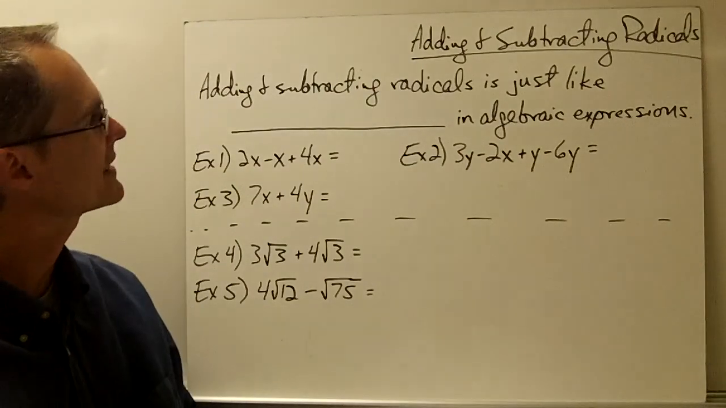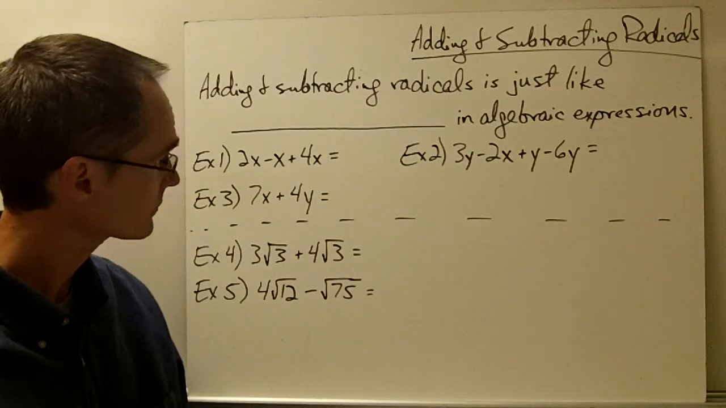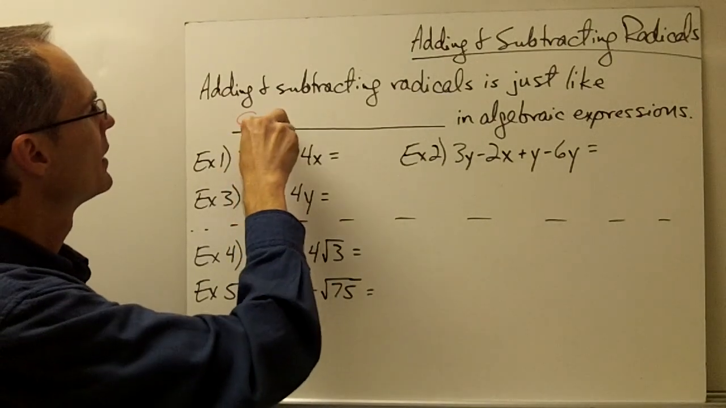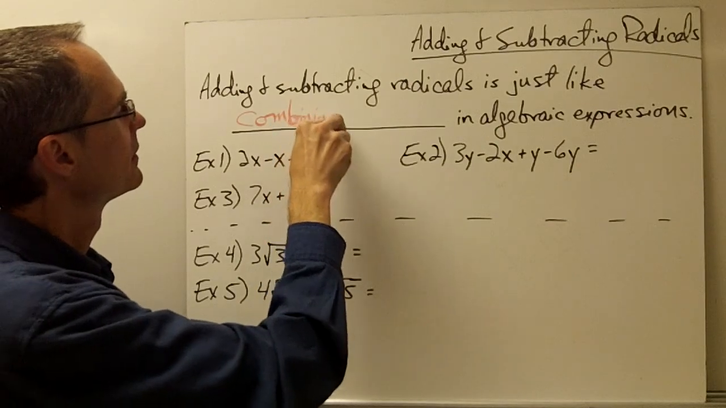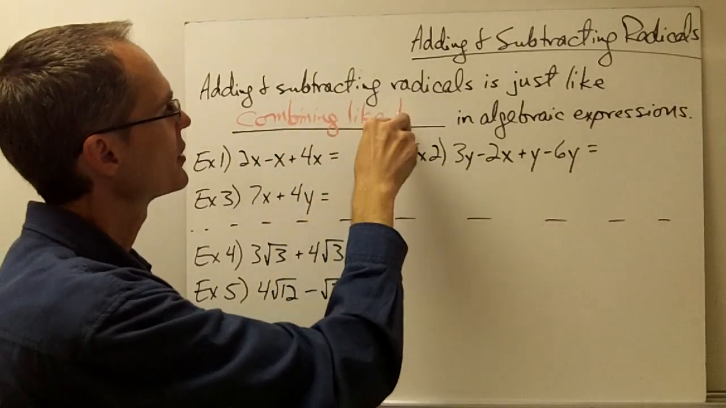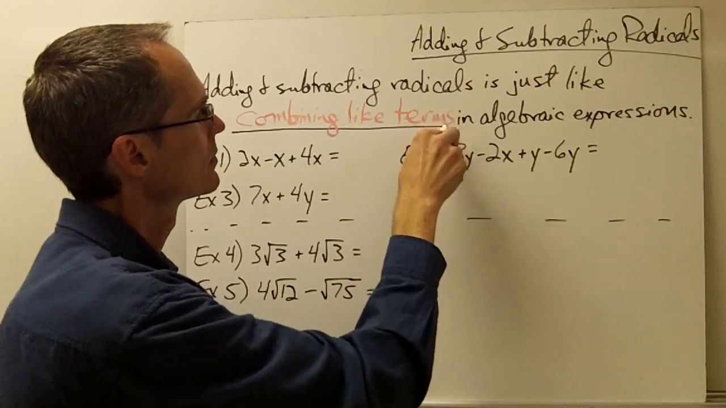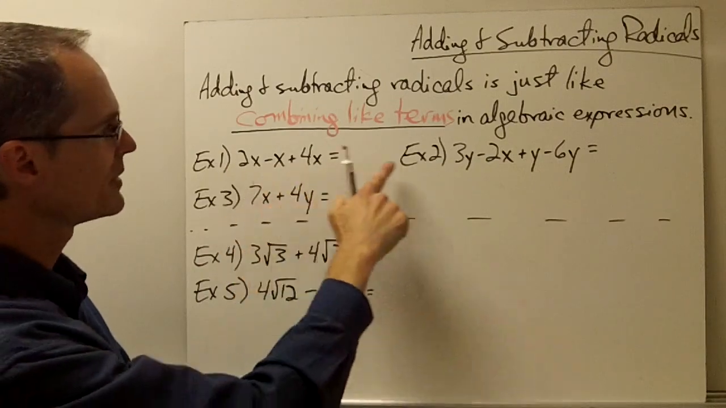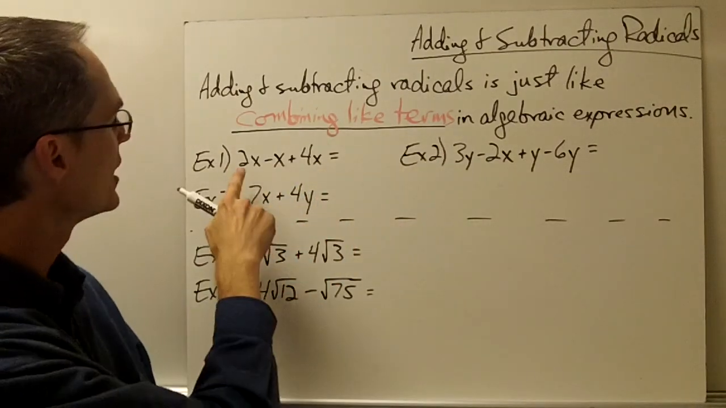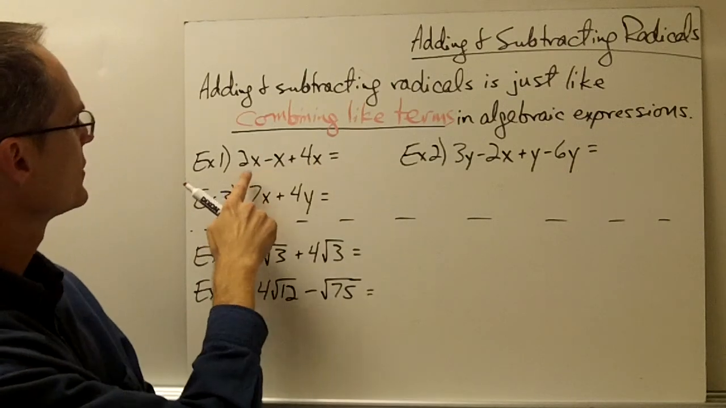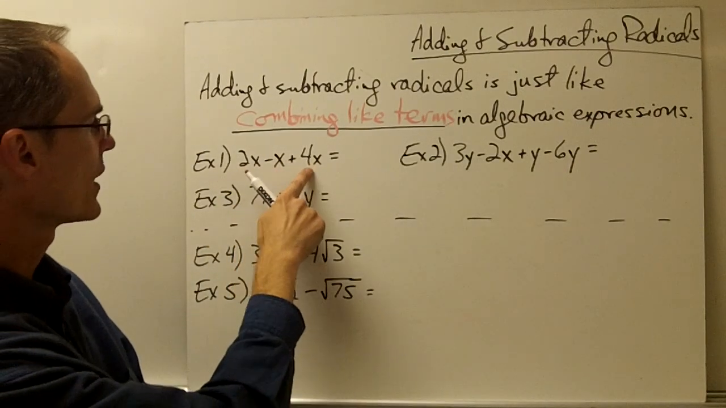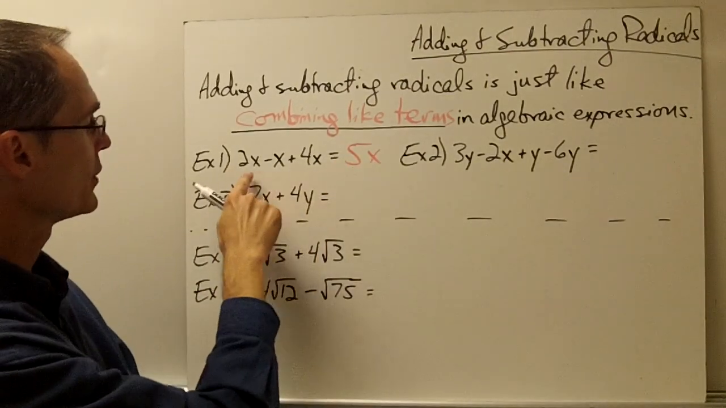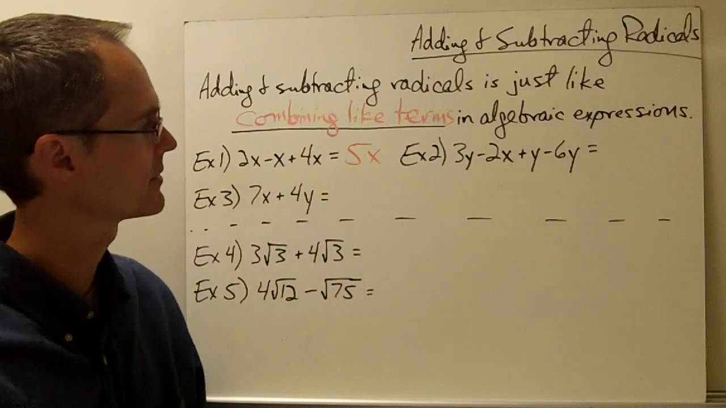Now, when you're adding and subtracting radicals, this is actually very similar to combining like terms in algebraic expressions. So here are some expressions in which you'd be asked to combine like terms, and you should be familiar with these. 2x minus x plus 4x. So let's see, 2x minus x is 1x. 1x plus 4x is 5x. So essentially all we're doing here is adding and subtracting x's.